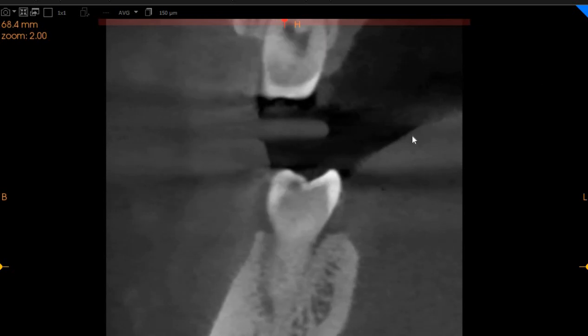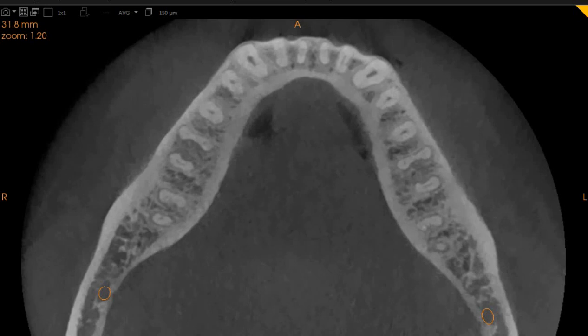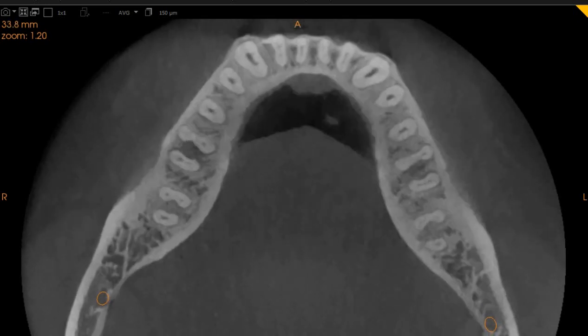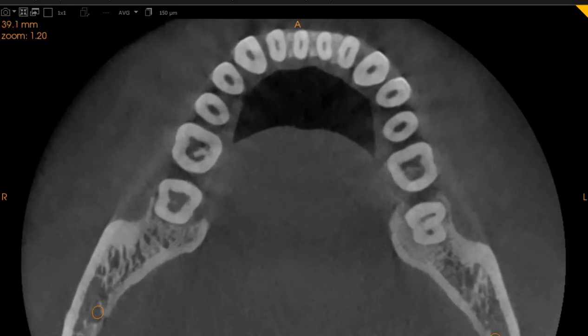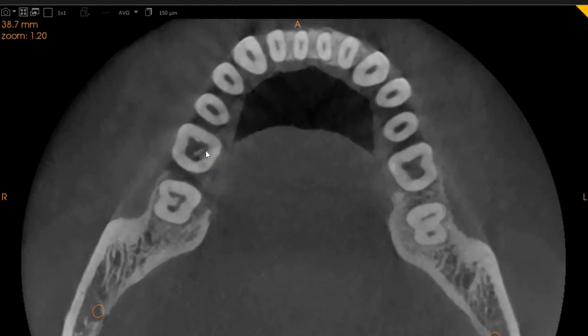When we look at the tooth from an axial point of view, we can also see quite a few areas where the crack is visible. This is the lower right 6 region, and here you can see that the fracture line is also extending here, and it is very clearly visible on this segment right here.